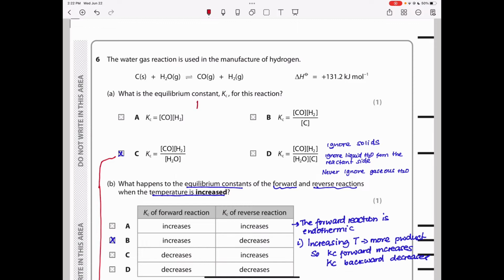So here we can say Kc is going to equal the concentration of the products multiplied, and then here divide by the concentration of the reactants. Now, since we have a solid, we're going to ignore the solid. This is going to be ignored.